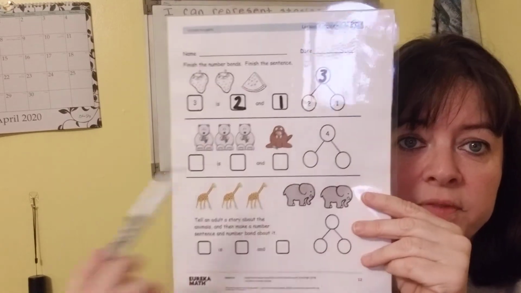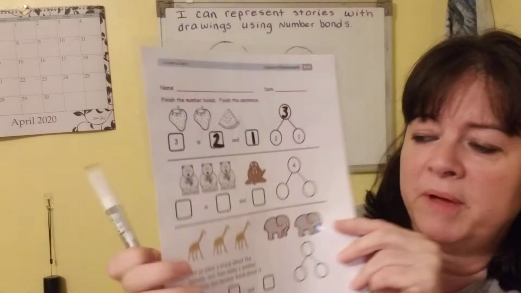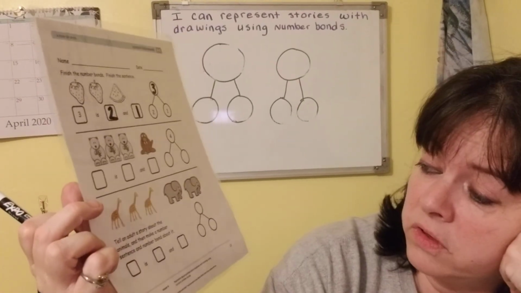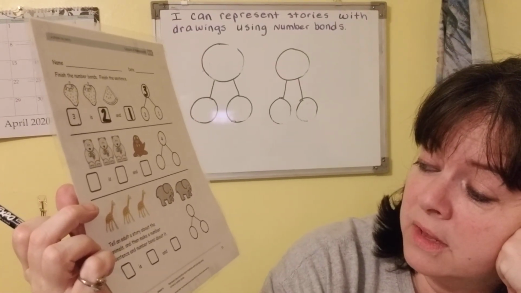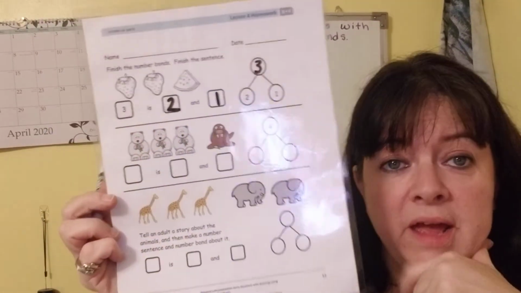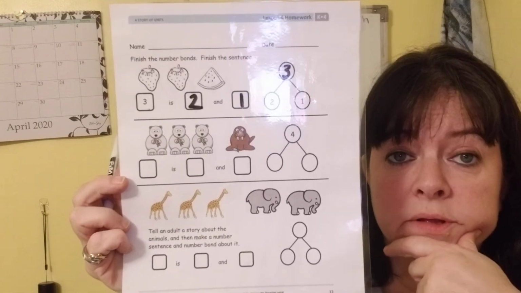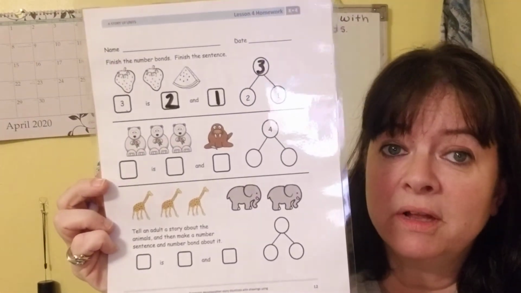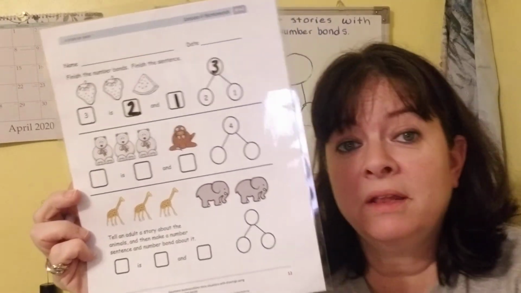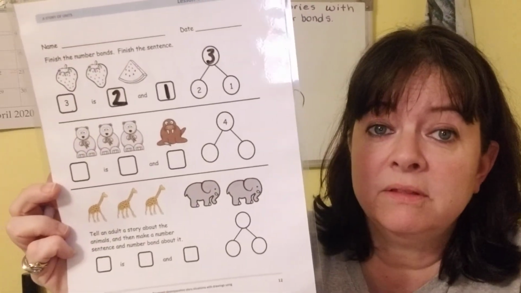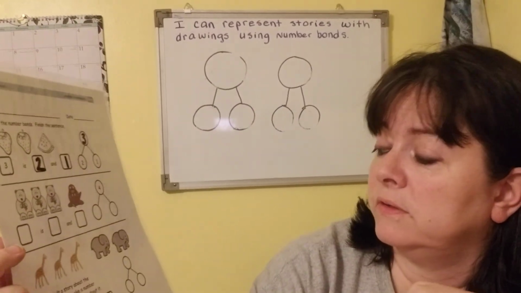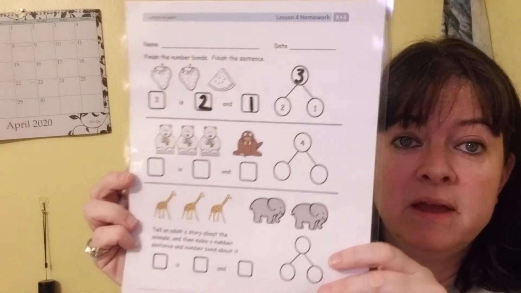Plug this in. Okay? I'm going to let you do this one totally by yourself. I'll read you the directions. It says, tell an adult a story about the animals, and then make a number sentence and a number bond about it. Okay, so you have to tell a story. And just like the dog story, just anything. It can be like 3 giraffes went to the store and met 2 elephants, and they talked about coconuts and went home. It can be whatever you want it to be. That's your story. So get this done, see how you did.